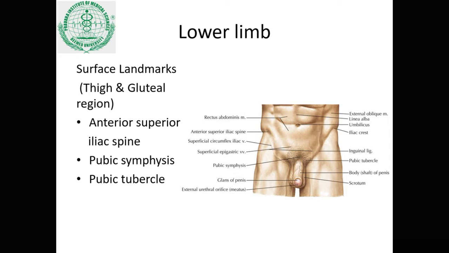The pubic crest is a free rounded upper border of the body of the pubis, and this is lying just lateral to the pubic symphysis. So this is the pubic symphysis, and just lateral to it lies the pubic crest. At the lateral extremity of the pubic crest there is a rounded projection known as the pubic tubercle. In males, this is obscured because of the spermatic cord.